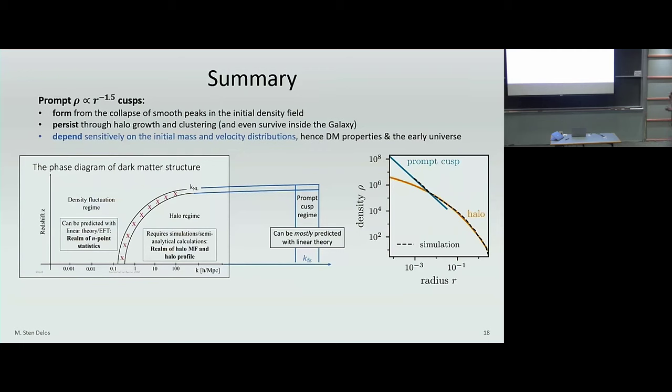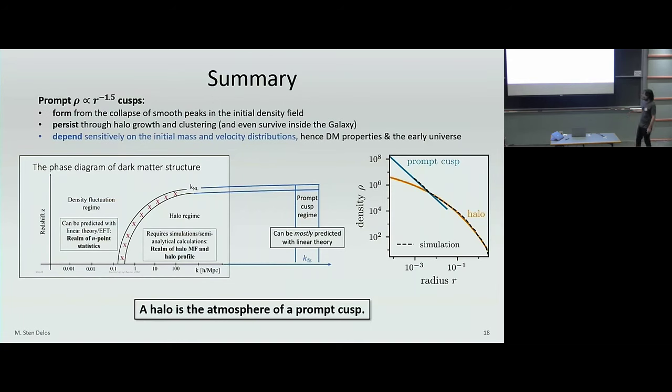And I want to end on maybe a bit of a provocative claim. We heard a little bit about spurious halos in simulations, and that might lead you to wonder, well, how do you even define what a halo is? So I've been telling you about what prompt cusps are, but now I want to turn around and tell you what a halo is. A halo is the atmosphere of a prompt cusp.